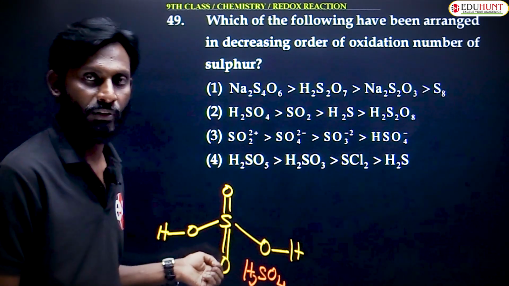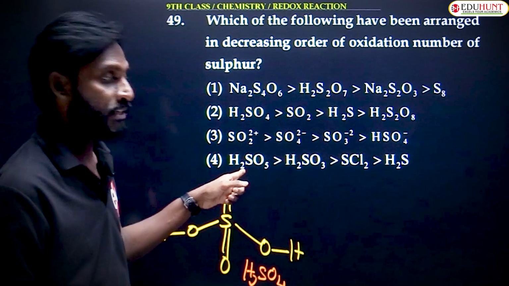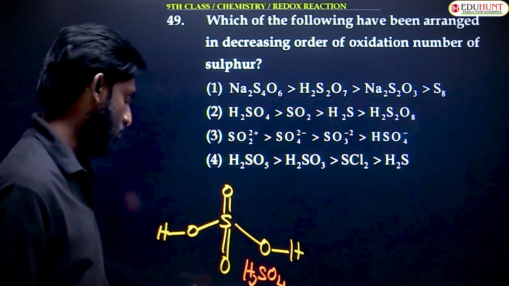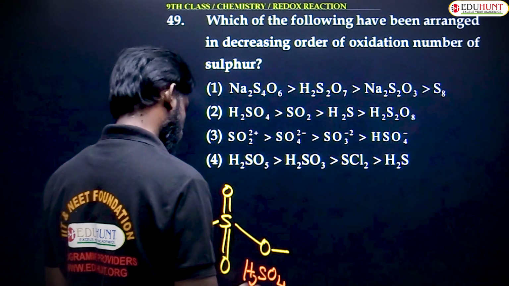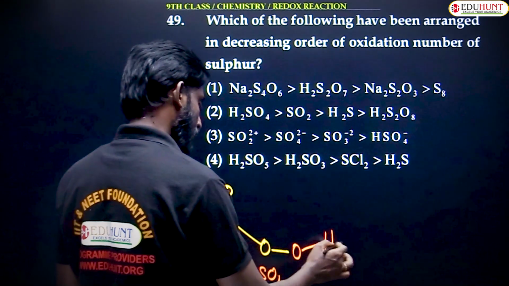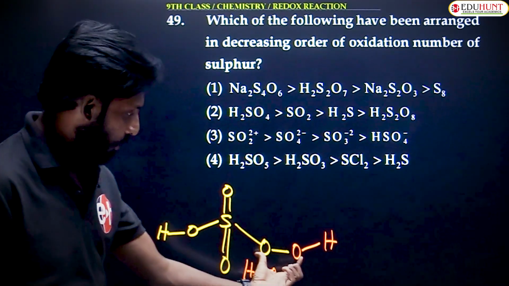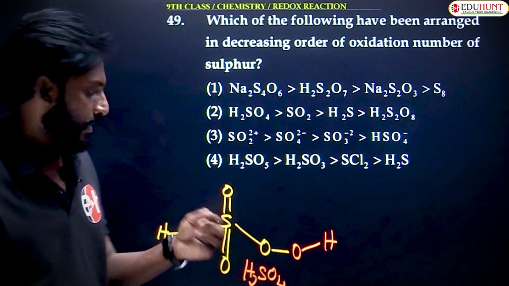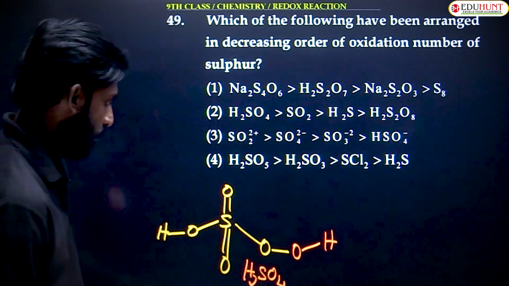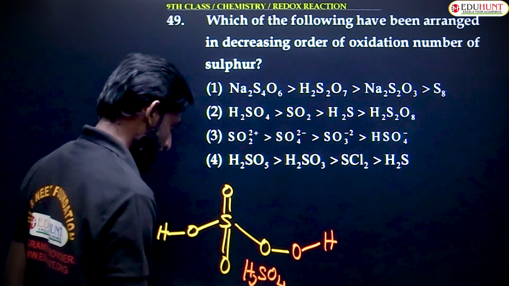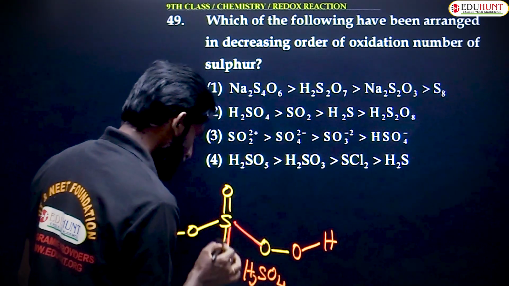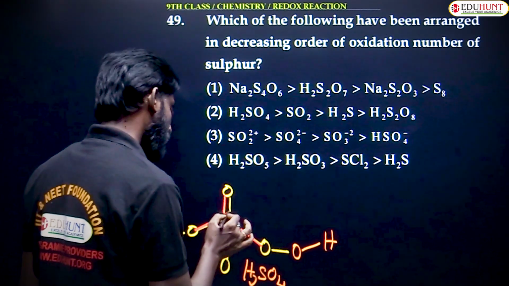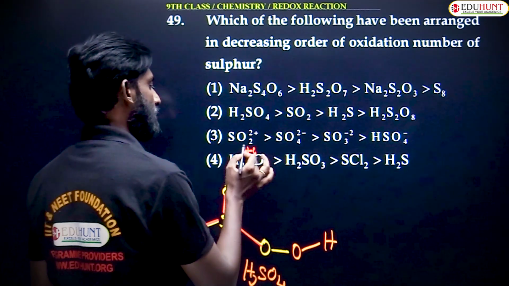H2SO4 is sulfuric acid. Now H2SO5 means one more oxygen. Now where to add one more oxygen? Yes, that's the peroxy bond. Okay, but getting a peroxy bond doesn't change the oxidation state of sulfur here, na? Because the connections are same as it is. So you will get sulfur oxidation state as plus 1, plus 2, plus 3, plus 4, plus 5, plus 6. Here it is plus 6.